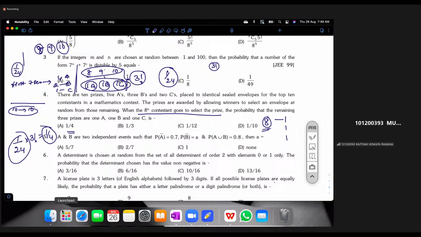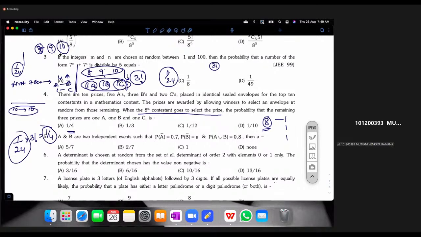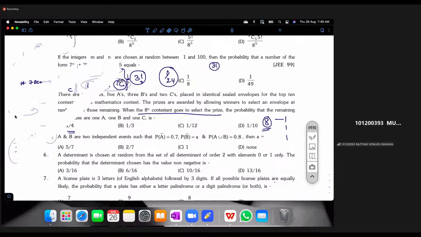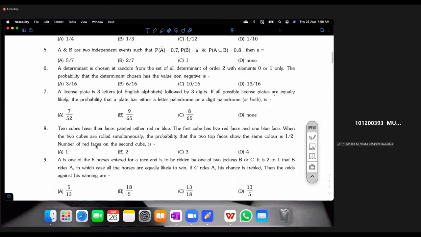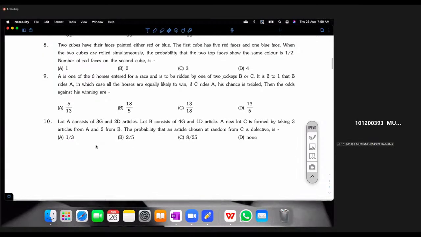Yes. So that is the 4th question. The 3 factorial is coming only to distribute the leftover prizes to the 8th contestant, 9th contestant, and the 10th contestant. Okay. Yes. 8th, 9th, and 10th.